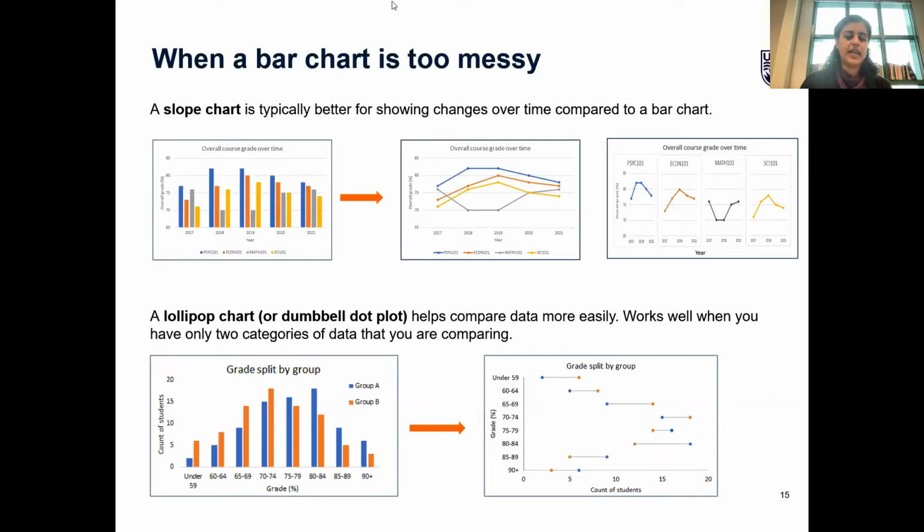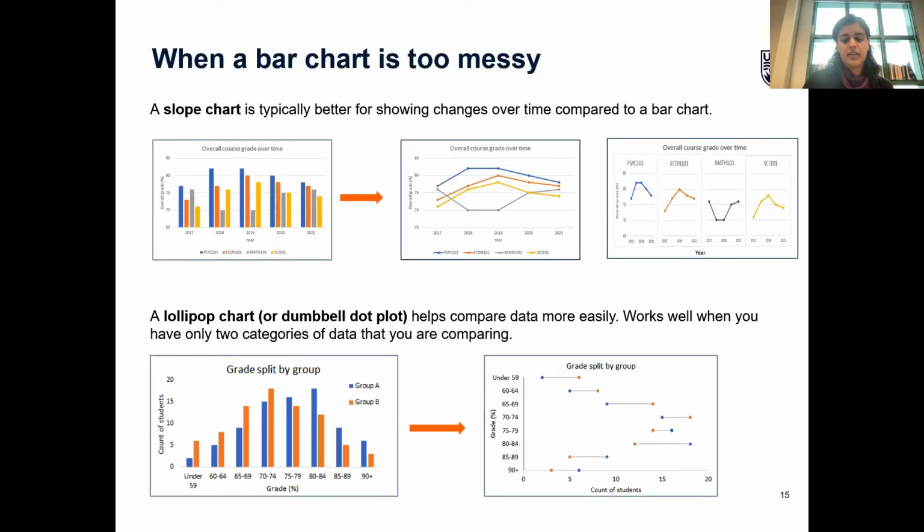Whereas for the grade split, I would not encourage you to use a line chart, which is why we suggested the lollipop chart or something like that, because it just shows the 2 points. It doesn't suggest that there's a continuous relationship between those pieces. Yeah, a good question.